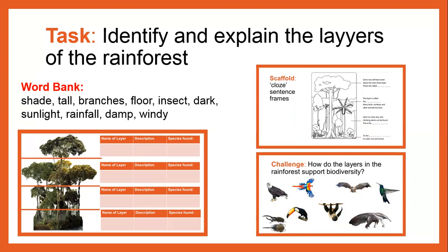So for example, if we were to do the first one, we would say the name of the layer at the top is the emergent layer. The description is that it has the tallest trees and receives the most sunlight. And for the species found there, we would discuss eagles and any tall, big birds that like to live at the top of the emergent layer. So what you will then do is complete for each layer following. So the canopy, the understory, and also the shrub floor or the floor of the rainforest.